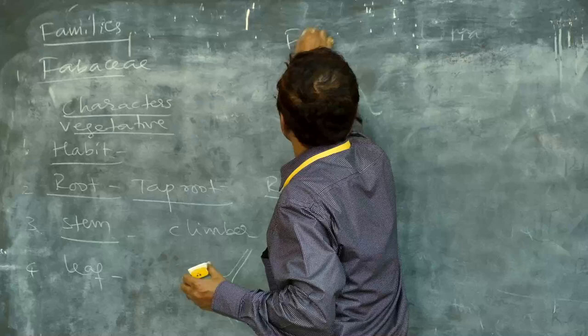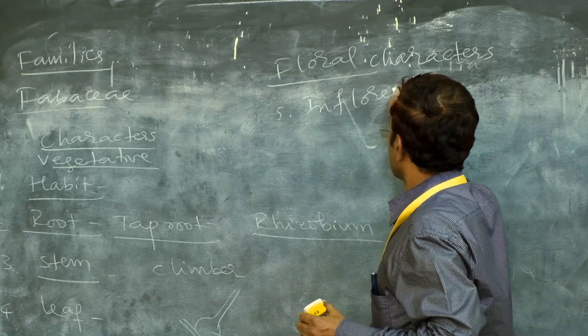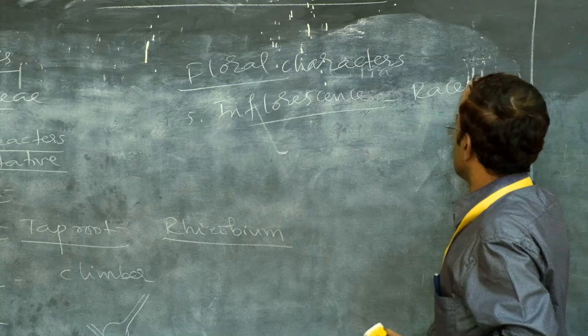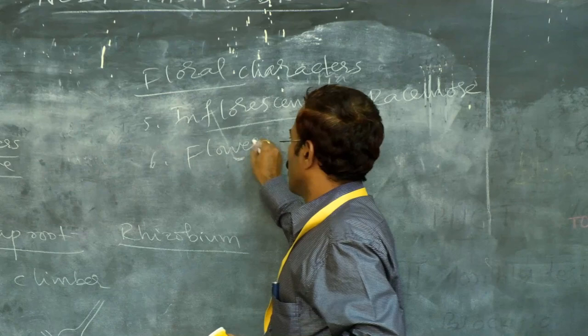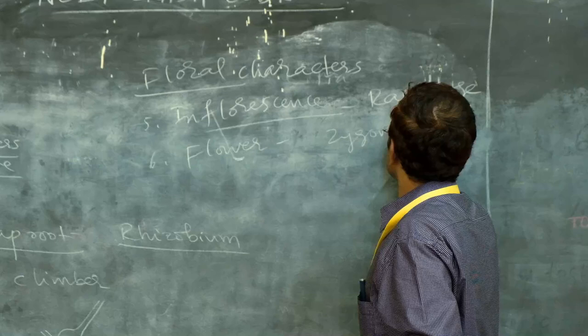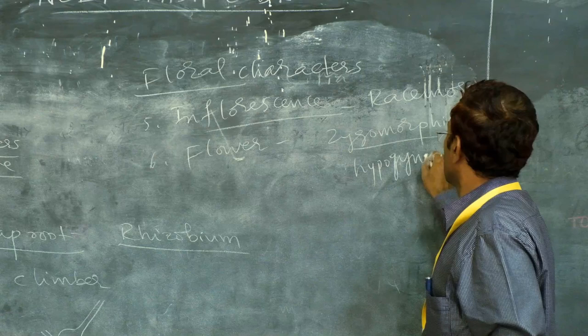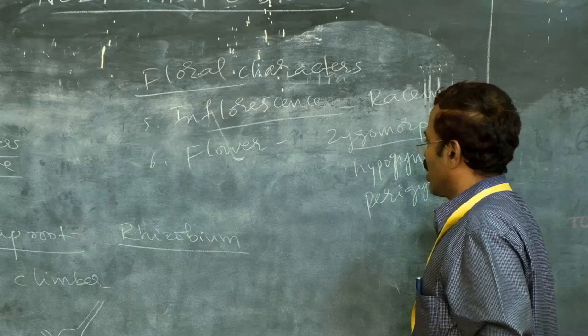Then next you have the floral characters of the family Fabaceae. First, inflorescence: you have mainly racemose inflorescence. Then the flowers here are complete, bisexual, zygomorphic flowers. They can be hypogynous or perigynous, and the flowers are pentamerous.